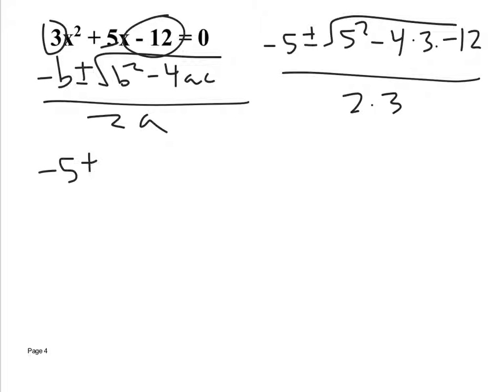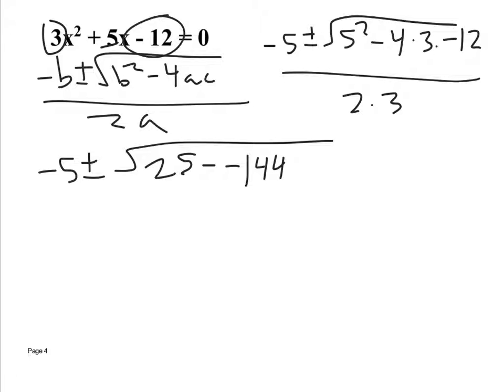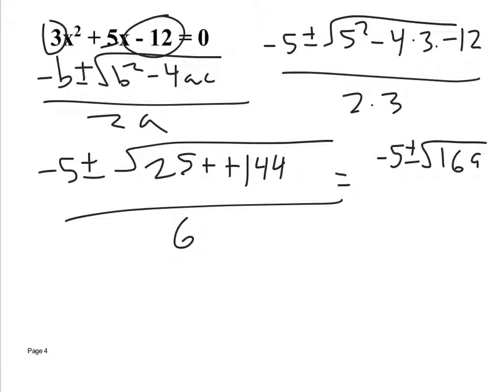So negative 5 plus or minus the square root of 25 minus 4 times 3 times 12. 4 times 3 is 12, and 12 times 12 is 144. So minus negative 144, all over 6, and two negatives make a positive. So I just add 144 and 25. Negative 5 plus or minus the square root of 169, all over 6. Does anyone know what the square root of 169 is? It's 13. And then I divide that by 6.